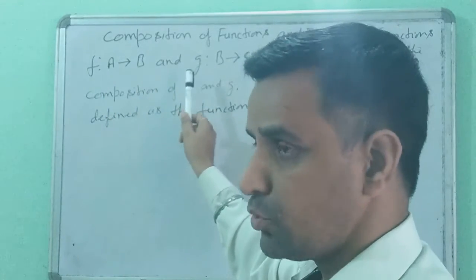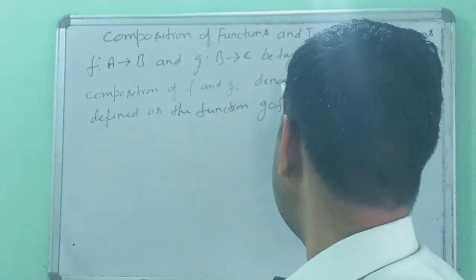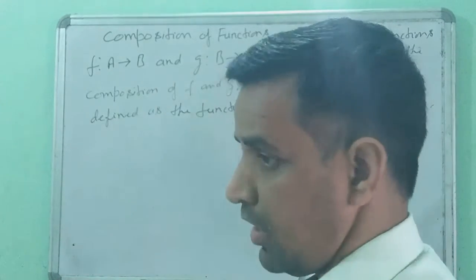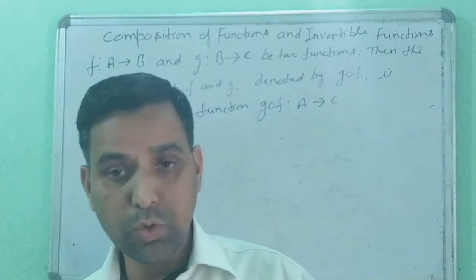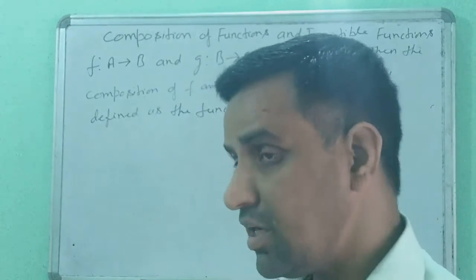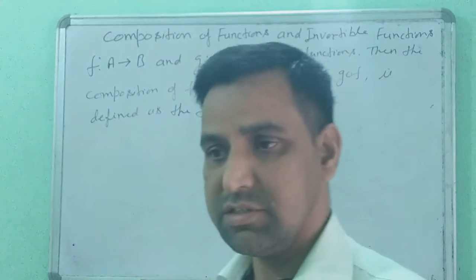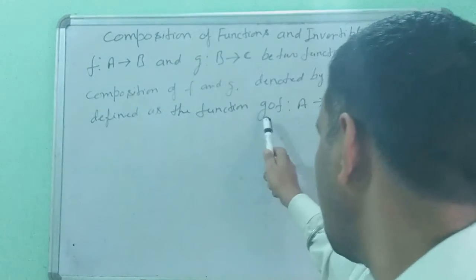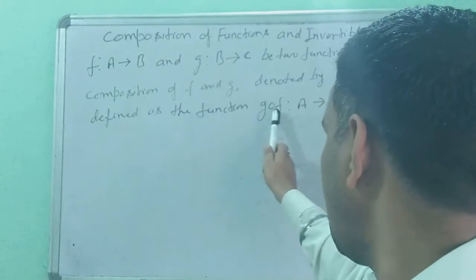This process is called the composition of functions and is denoted by gof. There are two relations here, gof and fog. The fog is the inverted one. I will discuss them one by one. First we will discuss gof, then we will discuss fog. Then gof is defined as the function gof from A to C.